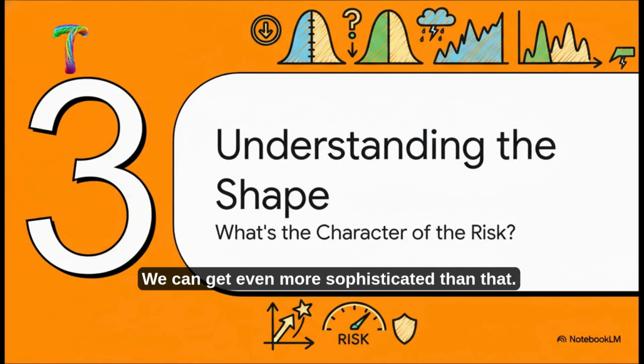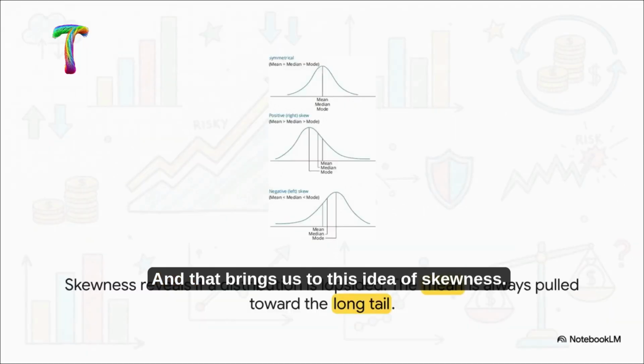We can get even more sophisticated than that. So we know the reward, we've got a number for the risk, but now let's add some color, some character to our understanding of that risk. What does the shape of the data actually tell us? And that brings us to this idea of skewness. A symmetrical distribution is perfectly balanced, but if it's lopsided, we say it's skewed.